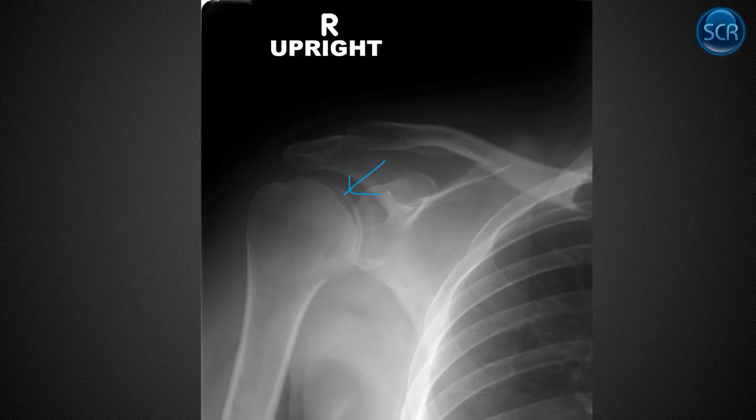Here's another example of someone with AVN in their humeral head. I believe this was someone with lupus treated with high-dose oral corticosteroids.